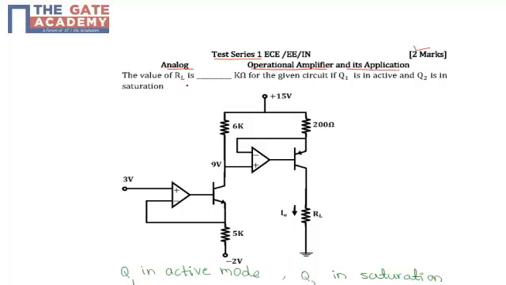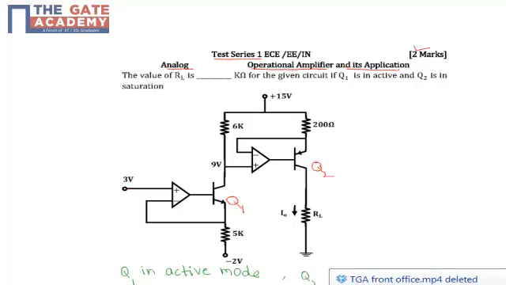The given circuit has 2 transistors. This one is the Q1 transistor and we will call this one the Q2 transistor. The Q1 transistor is connected with one op amp. The negative terminal of this op amp is connected here with a 5K resistance. The other end of this resistance is connected to minus 2 volts. The positive terminal of the op amp is connected to 3 volts.